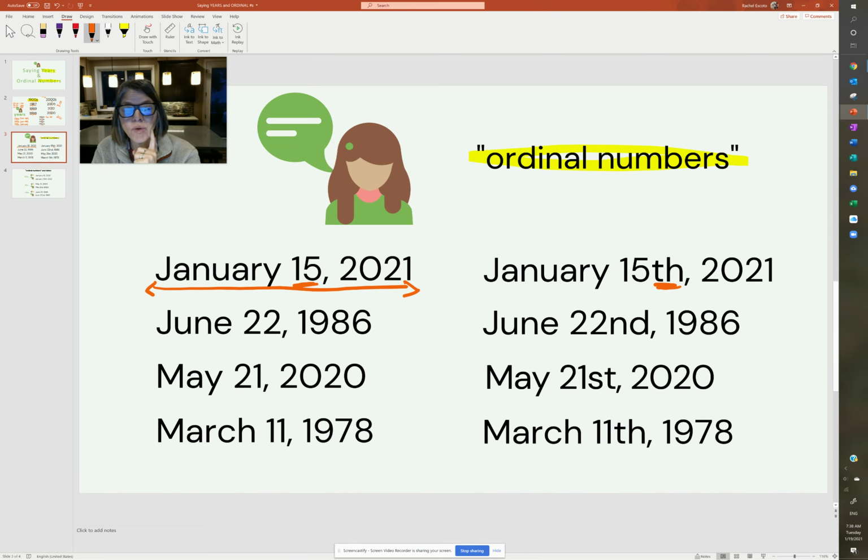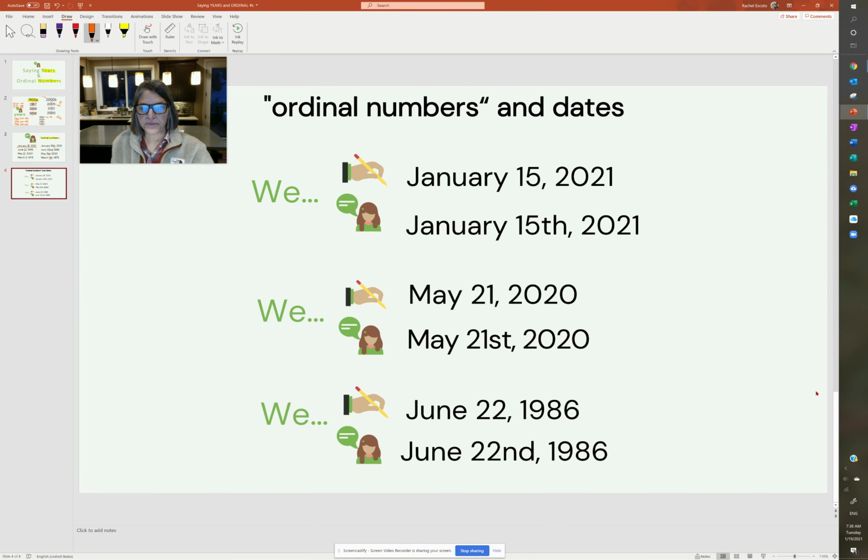We say January 15th. Instead of June 22, we say June 22nd. Instead of May 21, we say May 21st. Instead of March 11, we say March 11th. So let's look at these and work at the whole thing together.